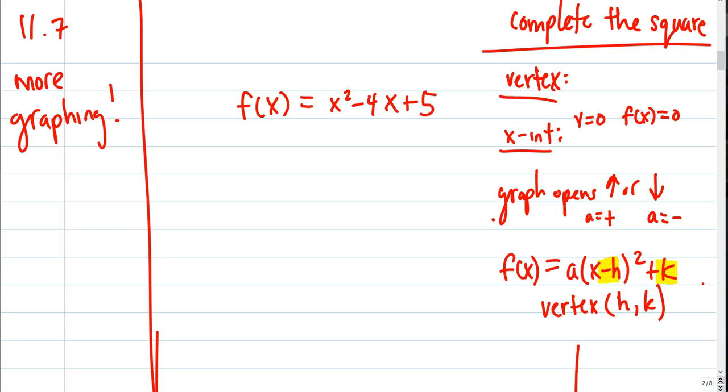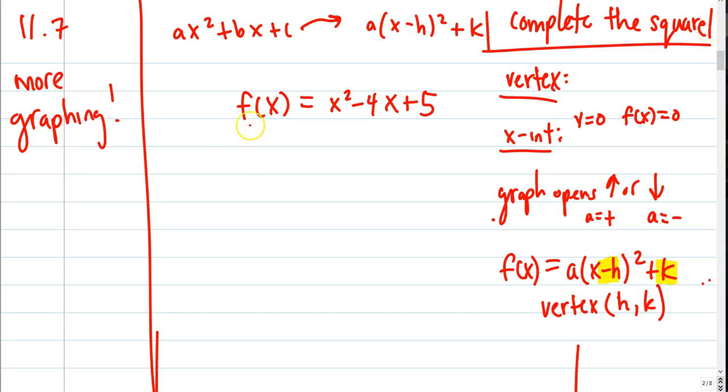Basically, how do I get from standard form, ax squared plus bx plus c, and how do I get that into a(x minus h) squared plus k? We use completing the square. So I've done this before.